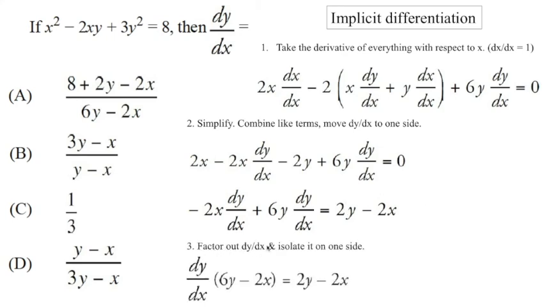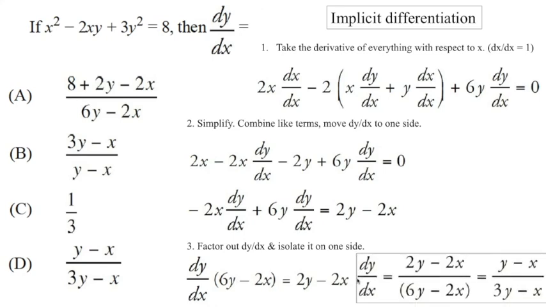Now we can factor out dy/dx. So we've got dy/dx as a common term between these two. We'll factor that out. We get dy/dx times 6y, we'll just put the positive one first, minus 2x, and that's equal to 2y minus 2x. And finally, we can divide out the term that's not dy/dx to find that dy/dx, which is our derivative, but it's a different type of derivative than we are used to usually working with. Right? So 2y minus 2x over 6y minus 2x.